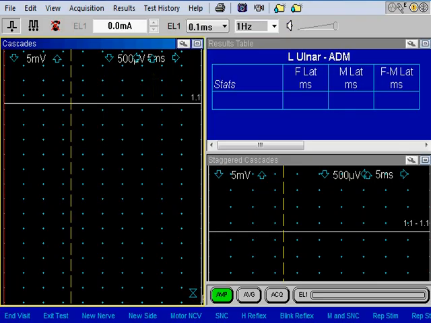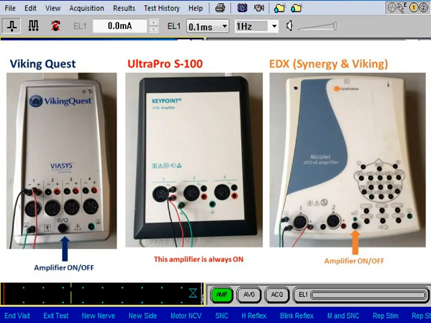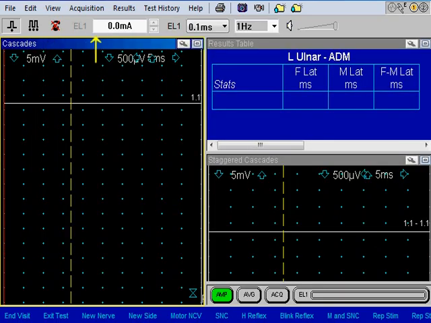Connect the recording electrodes to channel 1 inputs of the amplifier and turn on the amplifier if necessary. Our stimulus intensity is at 0. We will increase it gradually to reach the supramaximal level.